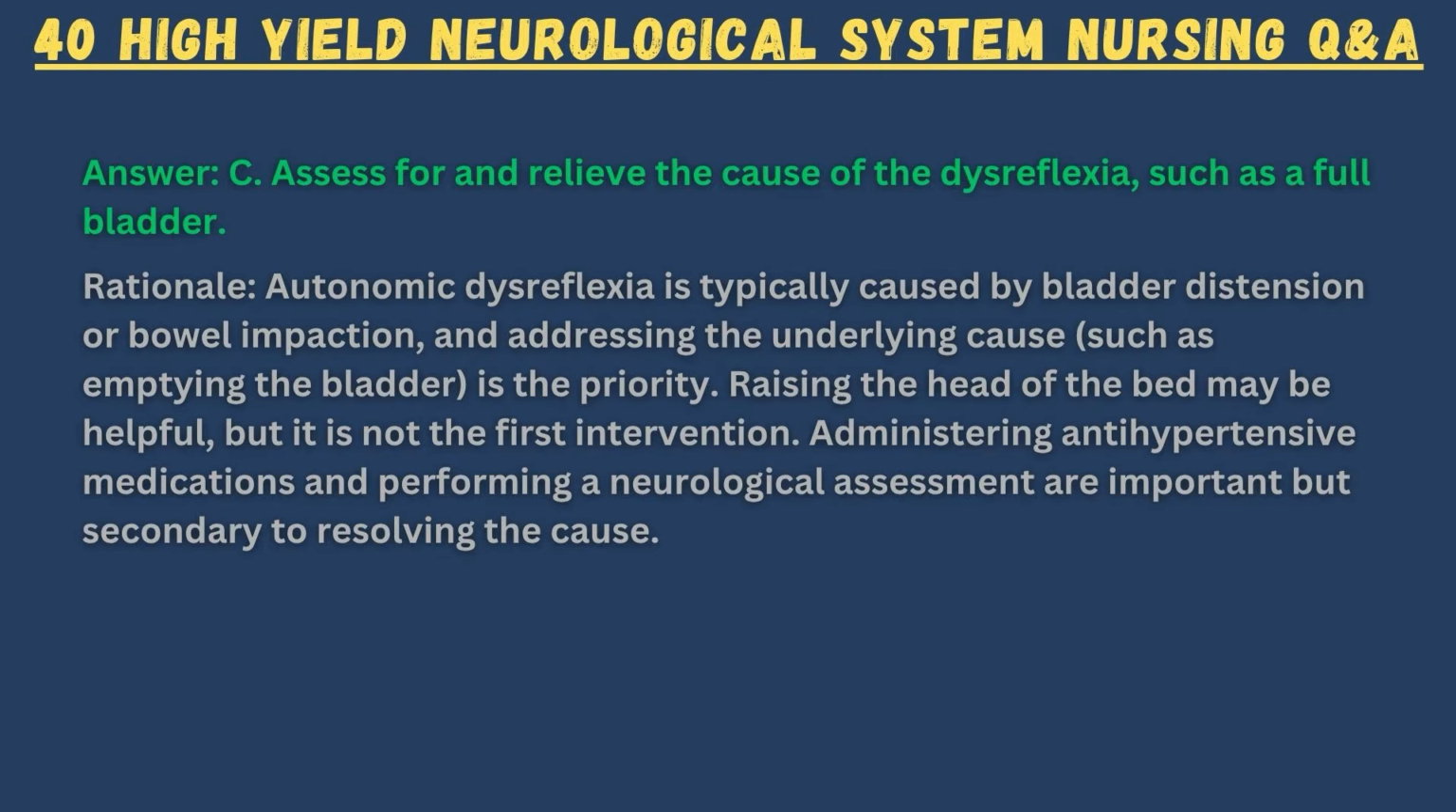Rationale. Autonomic dysreflexia is typically caused by bladder distension or bowel impaction, and addressing the underlying cause, such as emptying the bladder, is the priority. Raising the head of the bed may be helpful, but it is not the first intervention. Administering antihypertensive medications and performing a neurological assessment are important, but secondary to resolving the cause.